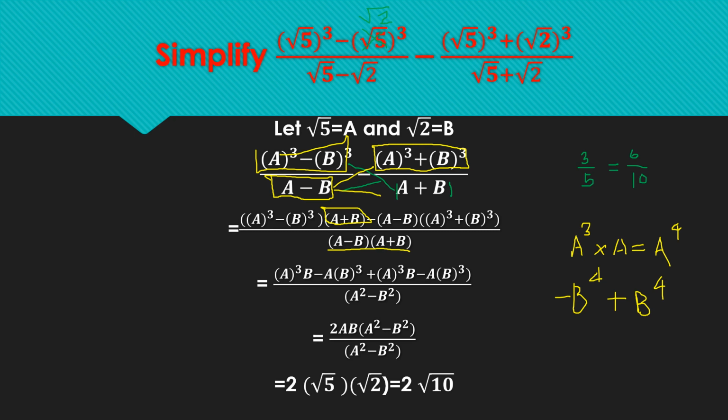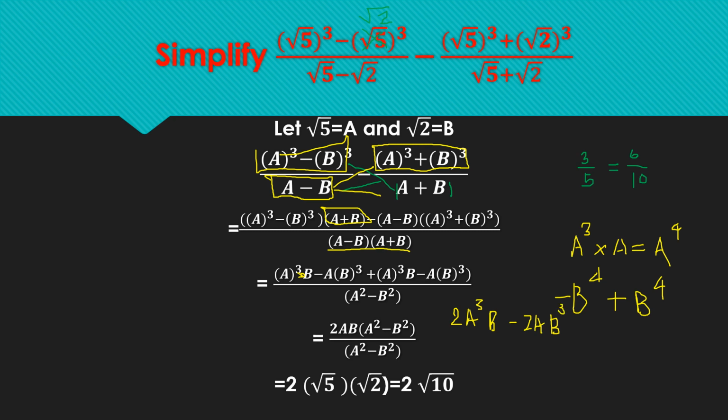Now, some of you may be thinking how this works. It's a cubed times b minus ab to the power of 3 plus a cubed b minus. So this is actually equal to 2a cubed b minus 2ab cubed.